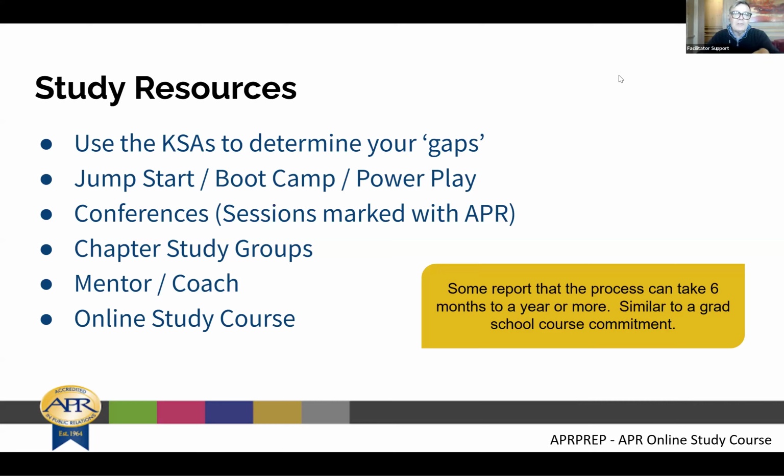There are other resources, Jumpstart, Bootcamp, and PowerPlay. Many chapters have study groups. There are also conferences, both INSPRA and PRSA have an APR logo by some of the topics. Those topics are either taught by an APR or they are specifically focused on some of the KSAs. And then chapter study groups. Also, we really recommend getting a mentor or a coach. And then, of course, there is the online study course. People do report that this takes 6 months to a year to complete.